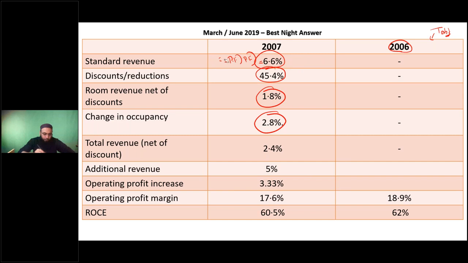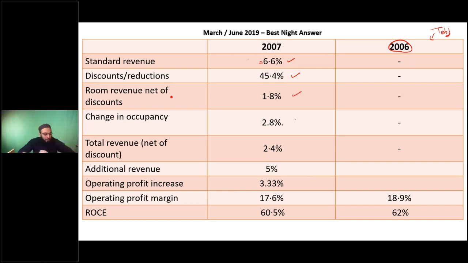Now, these are the answers, all what I worked out before. So you can see, standard revenue, 6.6% increase. Discounts increased by 45.4%. Be with me. Now, this is the room revenue net of discount. Remember, I told you the third percentage, that is after the discount, what revenue we have earned from the rooms is this one.